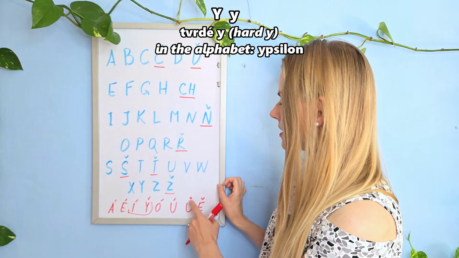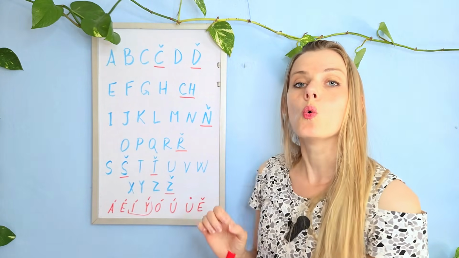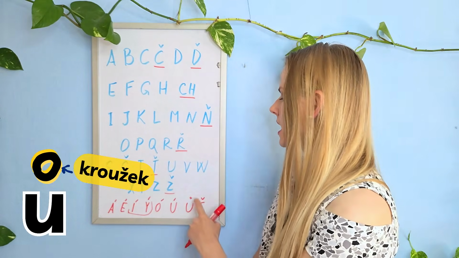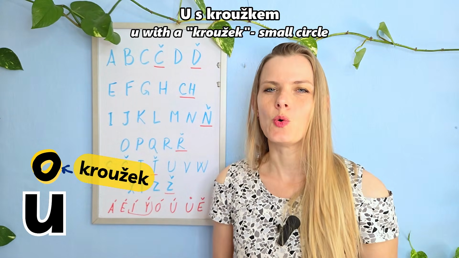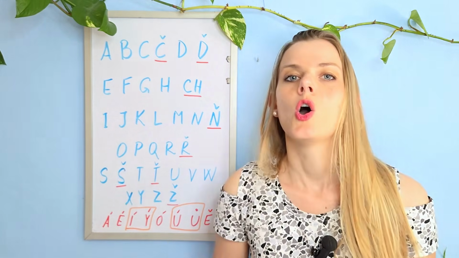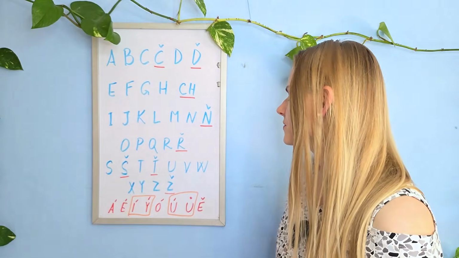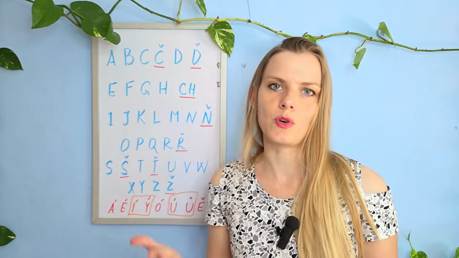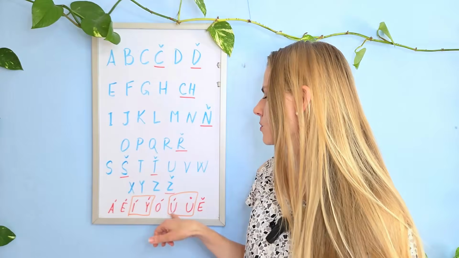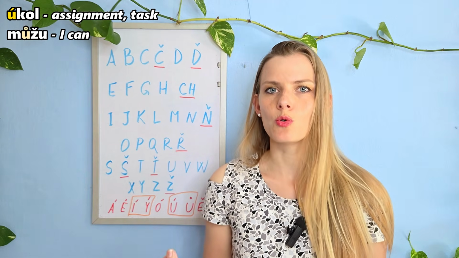Now, the last one that remains is this U. U, and it has a circle. Kroužek. Kroužek is a circle, and we say U s kroužkem, U with a kroužek. This one and this one sound exactly the same. Exactly. U, long U. The differences are in spelling. U with čárka appears at the beginning of a word, and U with kroužek would be in the middle or at the end of the word. Compare this one. Úkol, that's homework, versus můžu, I can, můžu.